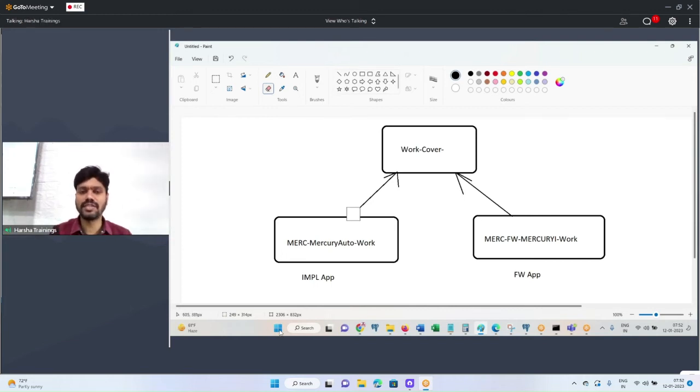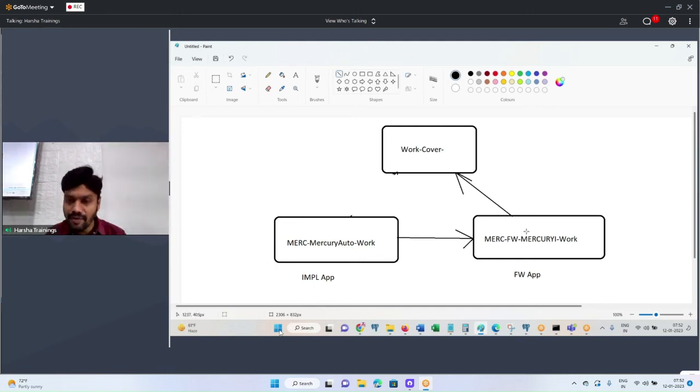What I am going to do is, this is implementation, right? I am removing this connector from implementation to OOTP. Now I'm going to connect it from implementation to FW. Diagrammatically, I have made a change. Now your implementation work class can take the functionalities of framework work class. Framework work class can take the functionalities of work dash cover dash. Achievable.